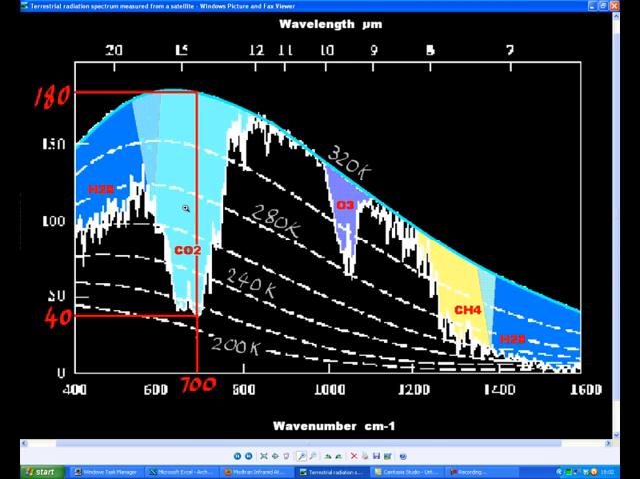Now, how much is the greenhouse effect? Well, if you look at the units on the left here, which are different to the units on the model, you can see that without the greenhouse effect it would be 180 units, but with the greenhouse effect the actual irradiance is only 40, right? So there's been a reduction in the amount of electromagnetic radiation leaving planet Earth at a frequency of 700 cycles per centimeter.